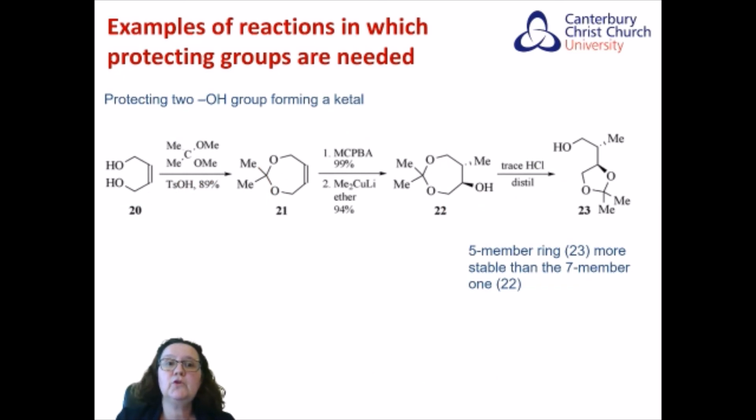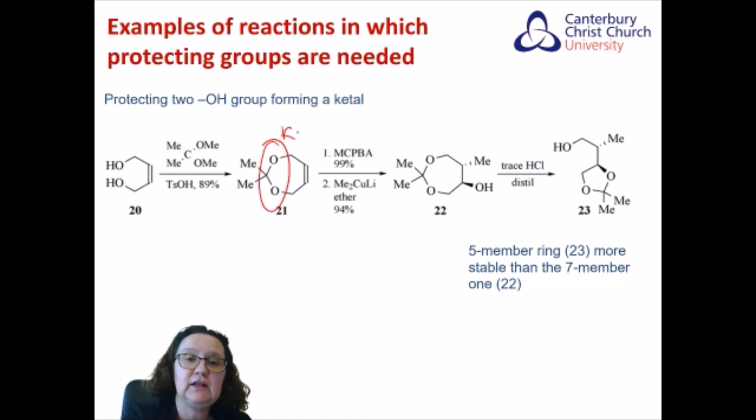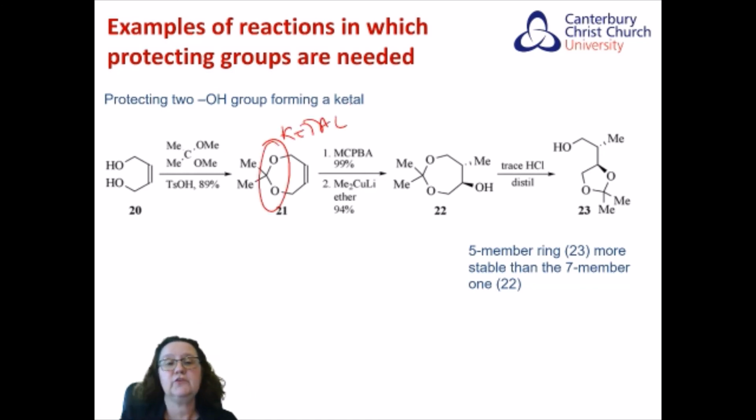This is an example of the use of a protecting group to protect two functional groups at the same time, in this case two hydroxyl groups. And it involves the formation of a ketal, and this is a ketal. So as you can see, the formation of the ketal means that those two hydroxyl groups are protected. There is a reaction on the alkene group, the double bond in the structure. Once this methyl and this hydroxyl group have been introduced, you can break the ketal and liberate the compound by using hydrochloric acid as catalyst and distilling.